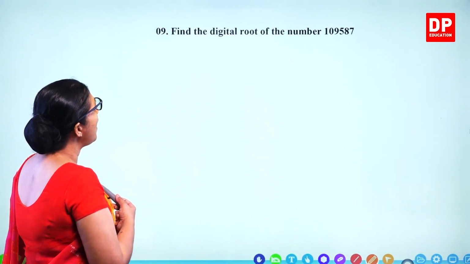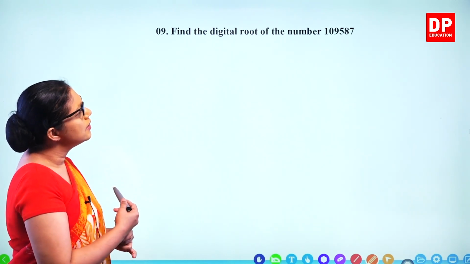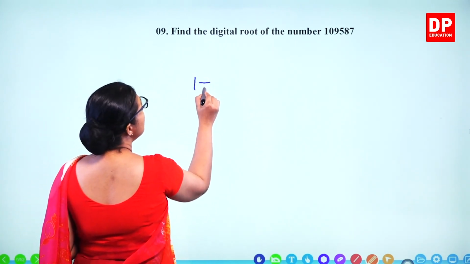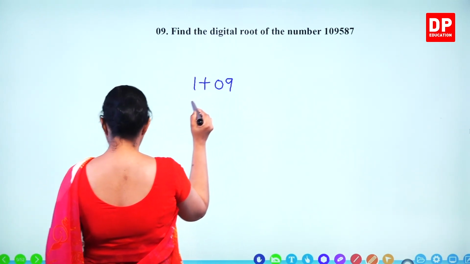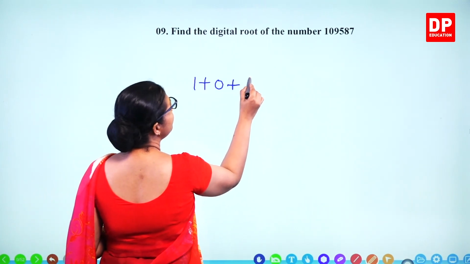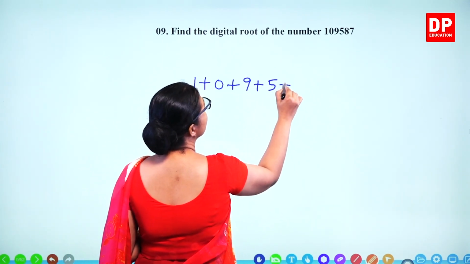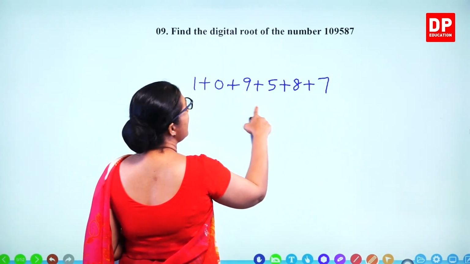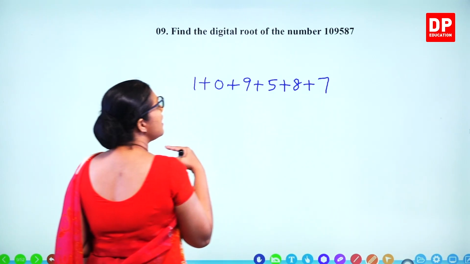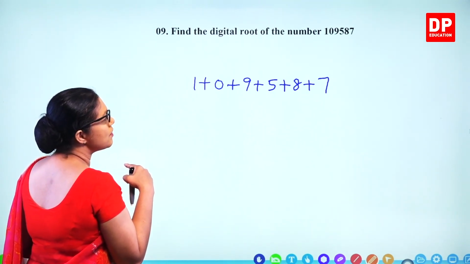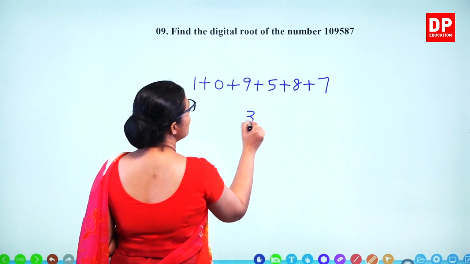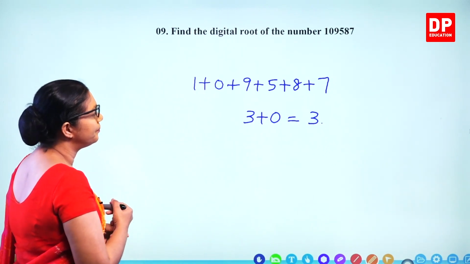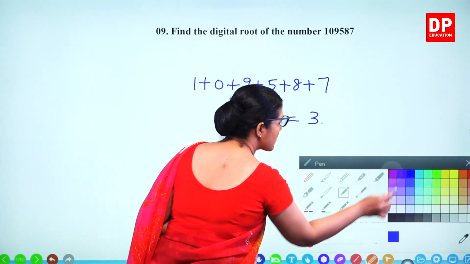Question number 9. Find the digital root of the number 109,587. So we add the digits to get the digital root. 10, 18, then 18 plus 7, 25, and 5, 30. So 3 plus 0, the digital root is 3. 2 marks.